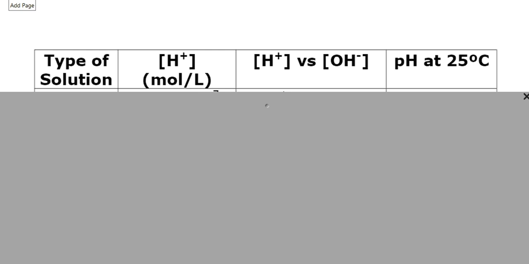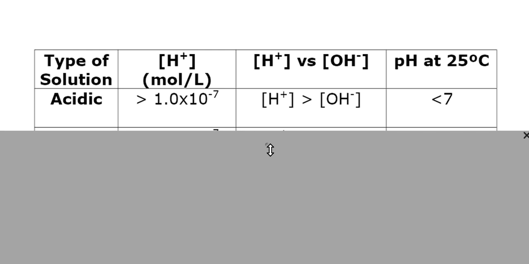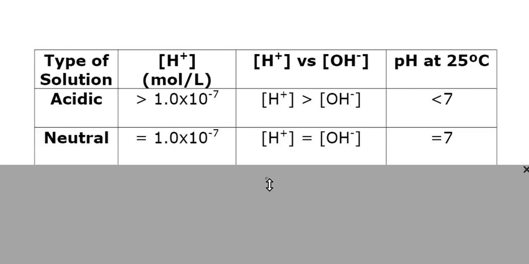Before we try out some calculations, let's compare the concentration of hydrogen ions versus hydroxide ions, and what the pH would be at 25 degrees Celsius, so at room temperature conditions. An acidic solution will have a hydrogen ion concentration greater than 1 times 10 to the negative 7. That means we've got more hydrogen ions compared to hydroxide ions, and when we calculate pH, it's going to be less than 7. Our neutral solution will have a concentration of hydrogen ions equal to 1 times 10 to the negative 7. It's equal to the number of hydroxide ions.